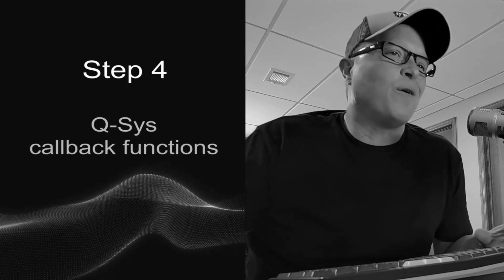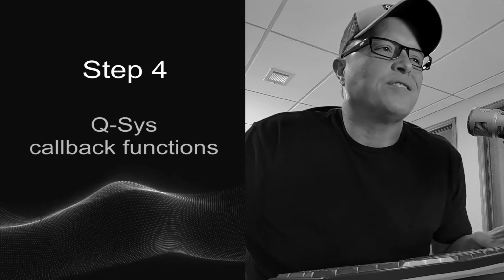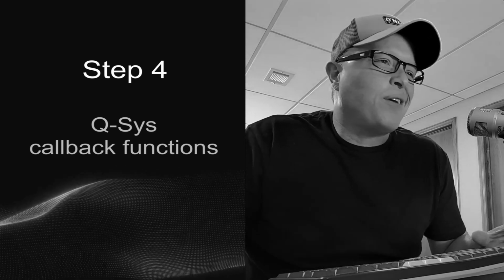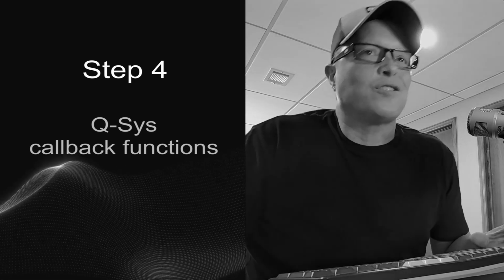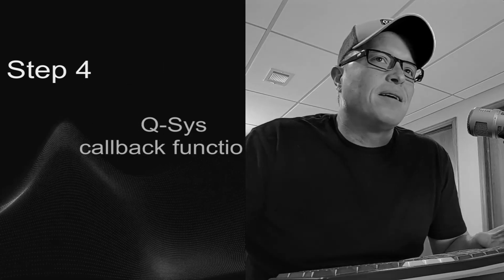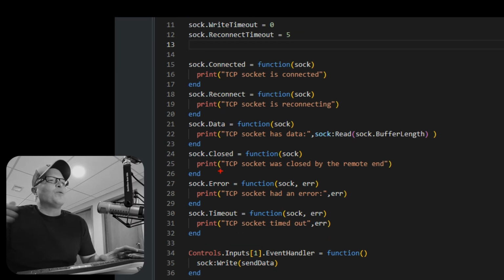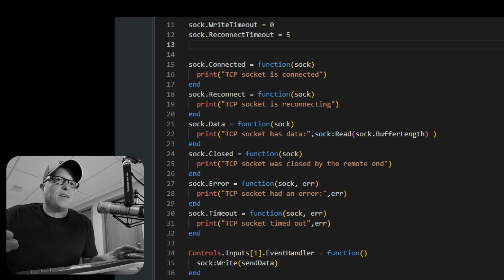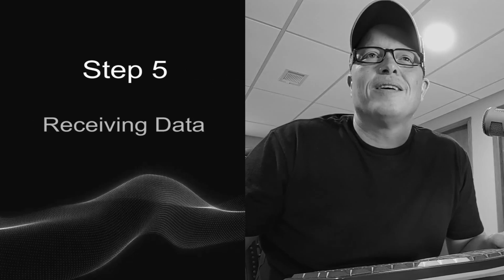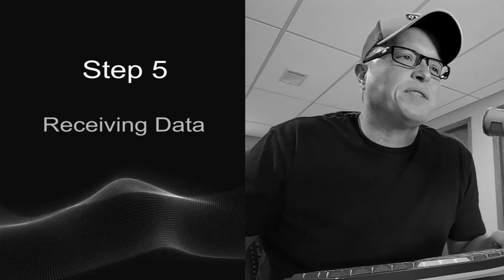Okay, step number 4, Q-SYS callback functions. And really it should say Ethernet or TCPsocket callback functions. A callback is basically a trigger, or it's kind of like an event handler. Whenever that event happens within the Ethernet port or the socket, it triggers that block of code. So if you receive data from a device, that code runs. If it connects, then that runs.